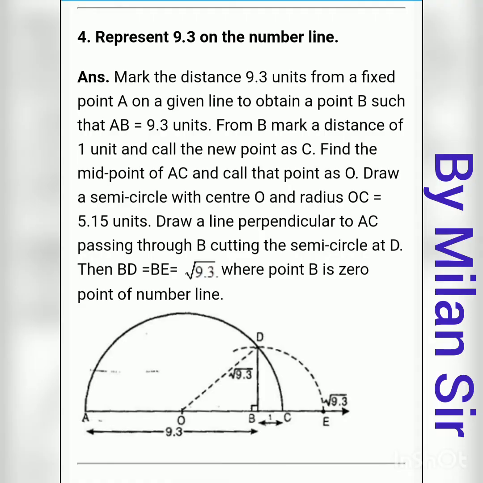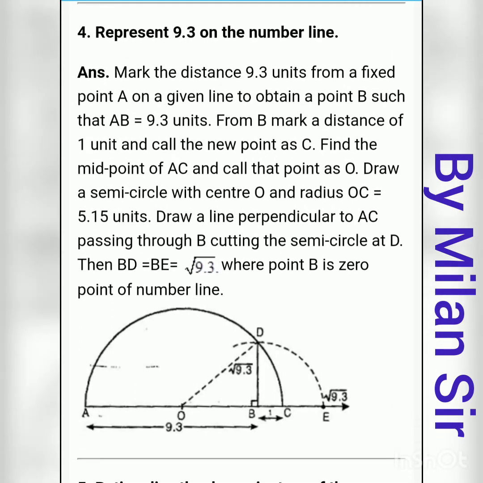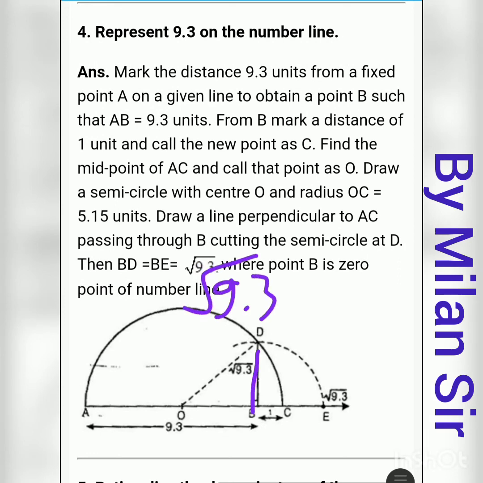So here our BD is equal to under root 9.3. Okay, so now BD is under root 9.3. We need to represent this under root 9.3 on the number line.